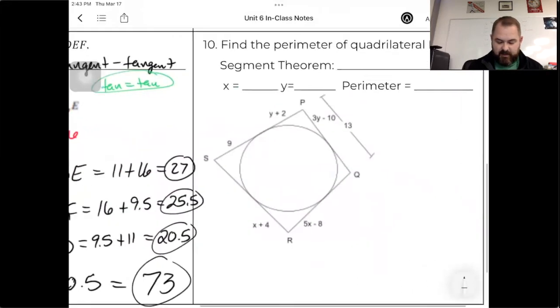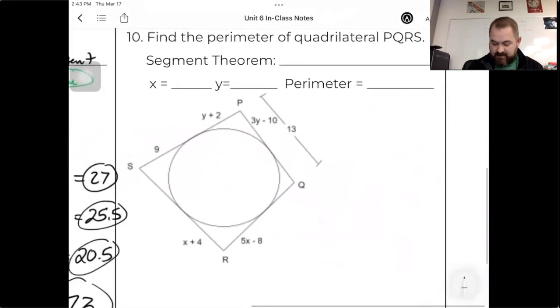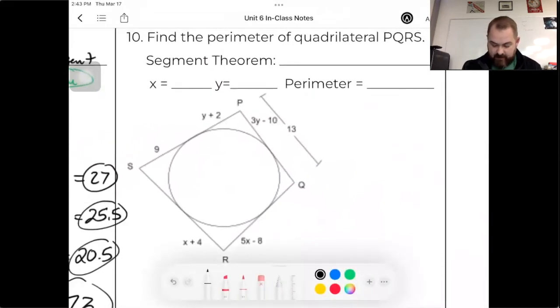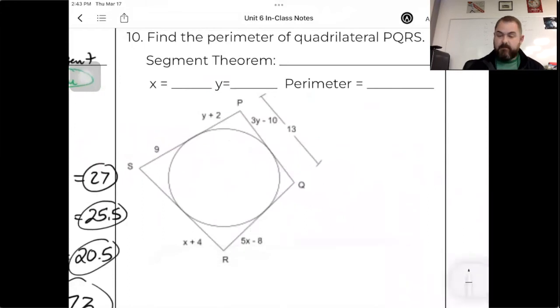One final example here. Same idea we just did, but this time instead of a triangle around the circle, I'm dealing with a quadrilateral. 4 sides. Again, the segment theorem is going to be the same thing, though. These are all tangent lines. So my segment theorem is still tangent tangent.